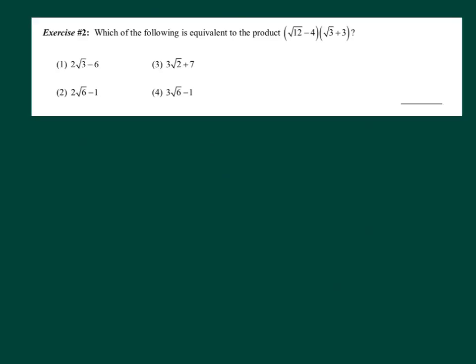Exercise 3. Here's a common multiple choice question. Which of the following is the product of this quantity times this quantity? Now, certainly you can't do that in your head. You've got to show work on these multiple choice, and I think some of us are learning that the hard way. Don't just guess. You've got to show work on multiple choice. So let's rewrite that problem out. Radical 12 minus 4 times radical 3 plus 3.